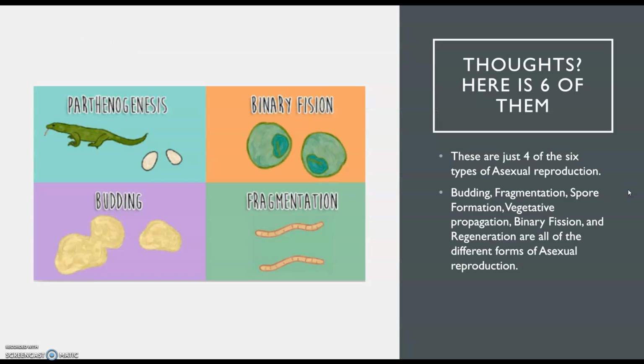So here's some thoughts. There's just four for an example here. There's the parthenogenesis, binary fission, budding, and fragmentation. Those are just four types of asexual reproduction. Budding, fragmentation, spore formation, vegetative propagation, binary fission, which I mentioned a couple of those, and regeneration. Those are all of the different forms of asexual reproduction.